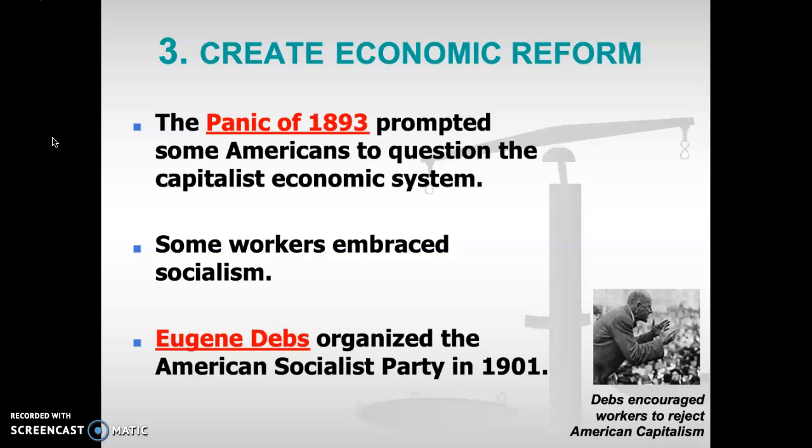Part three, creating economic reform. The Panic of '93 is going to prompt Americans to question the capitalist system. Many workers are going to become fond of socialism. And we're going to see the creation of the first Socialist Party in 1901 by Eugene Debs.